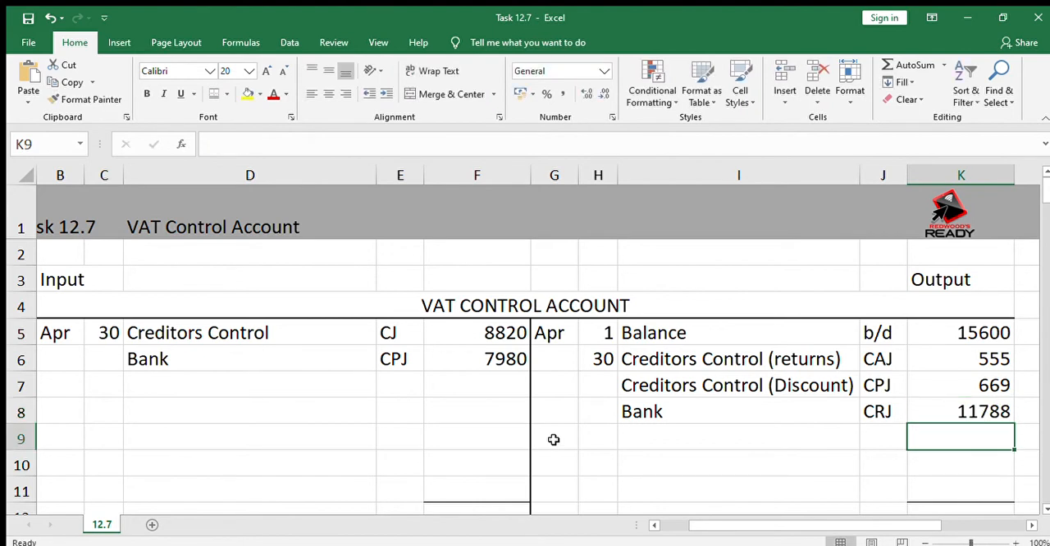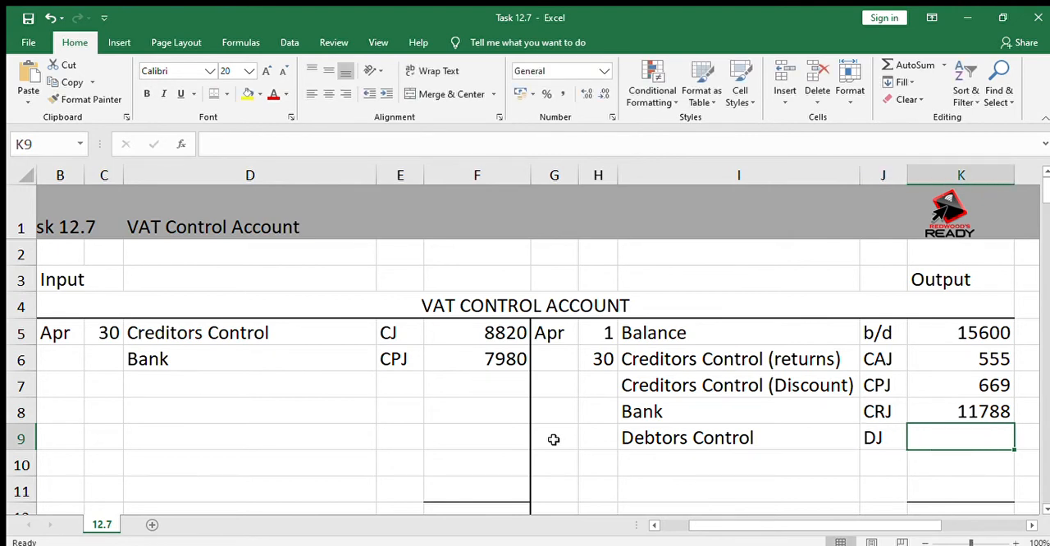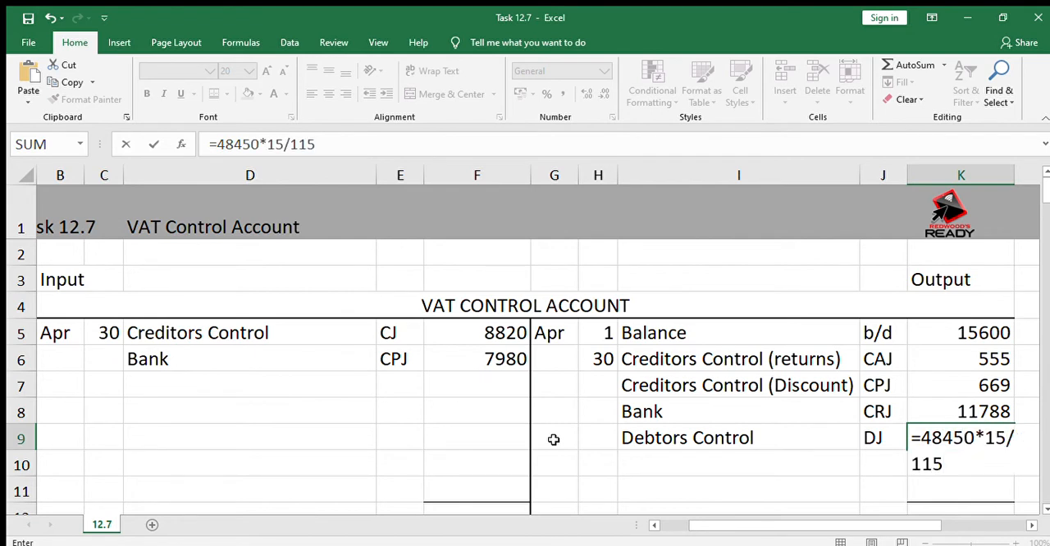G, the total of invoices issued to debtors for goods sold 48,450 inclusive of VAT. So this is goods sold to our debtors, so the details will be debtors control, folio DJ. The amount has been given to us including VAT, so we're going to have to calculate the VAT portion. So let's say 48,450 multiplied by 15 divided by 115. Just round that off again.